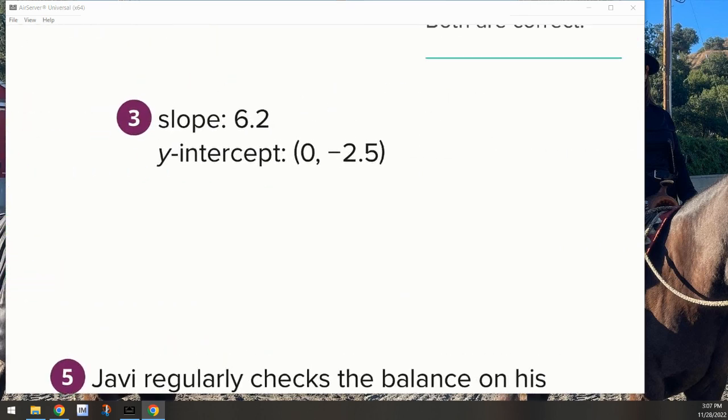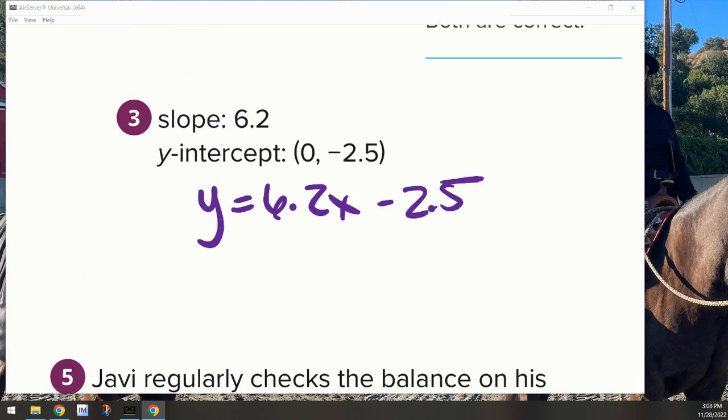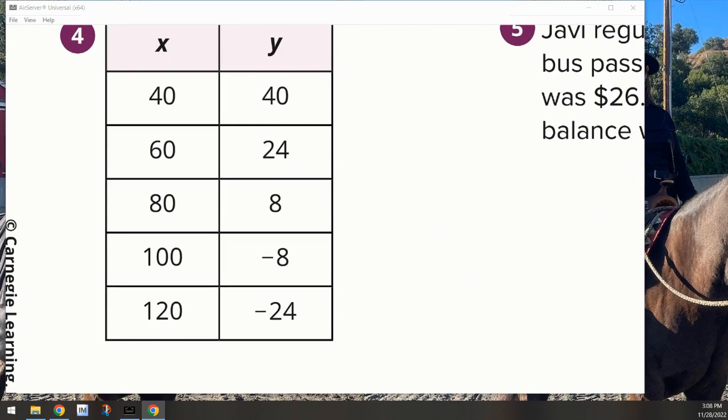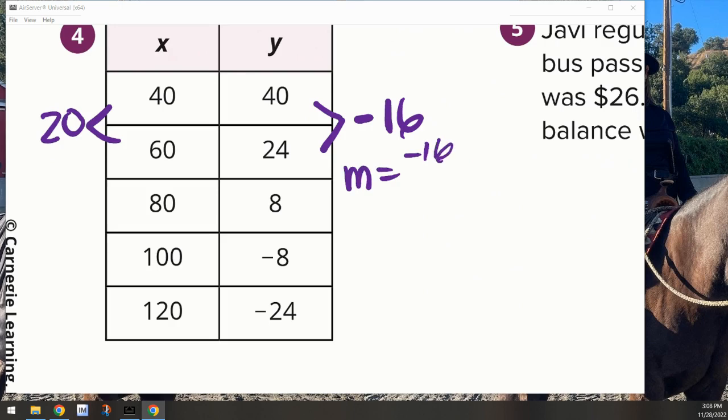Okay, slope and y-intercept. These are the easy ones. 6.2x minus 3. Oops, not even 3. I don't know where I got 3 from. Okay, then down here, we have to find our slope. From here to here, we're going down. How much are we going down? We're going down by 16. Here, we're going up by 20. So my slope on this is negative 16 over 20. So that would be negative 4/5.